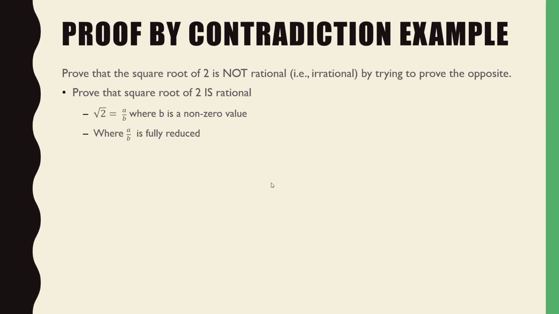So I'm claiming the opposite of my original statement. I'm claiming that it is rational. I'm also claiming that a over b is fully reduced. That's important for the proof. Fully reduced means a over b is the lowest form that the fraction can take. So if it's the lowest form, what do we know about at least one of those numbers, a and b? One's a one. Not necessarily.